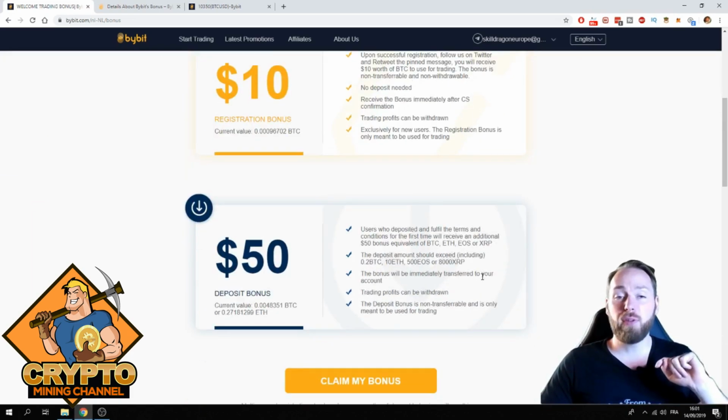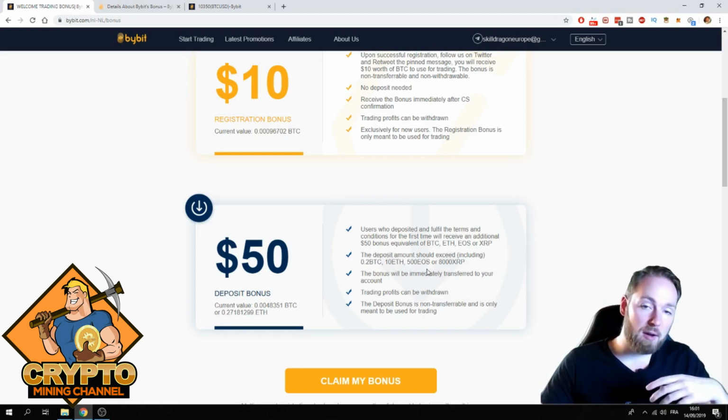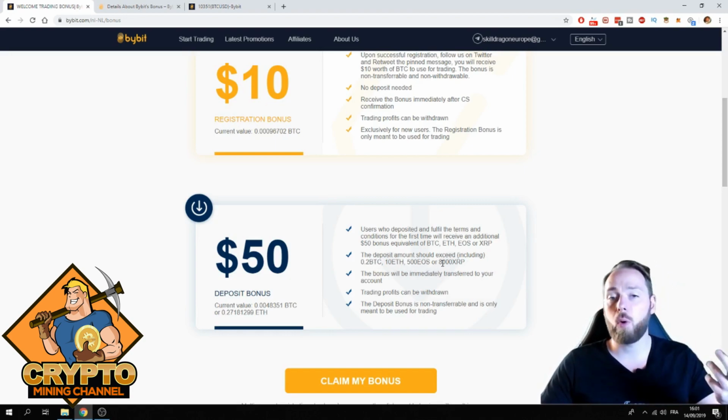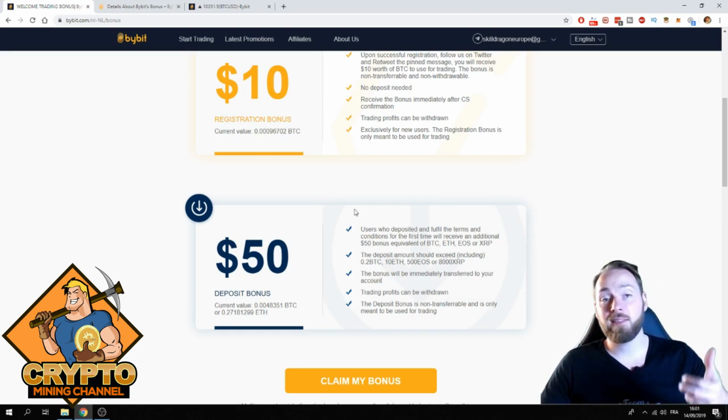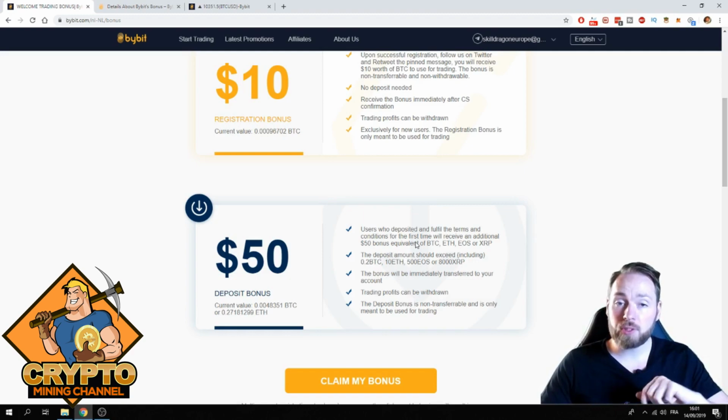And then for the $50, it's a deposit bonus. You have to deposit 0.2 Bitcoins or 10 Ethereum or 500 EOS or 8,000 Ripple. So it should exceed these deposit amounts a little bit, so 10.1 Ethereum, then you qualify. The bonus will immediately be transferred to your account, and again, the same as with the registration bonus, you can trade with it, and those trading profits you can withdraw. So claim your bonus today.